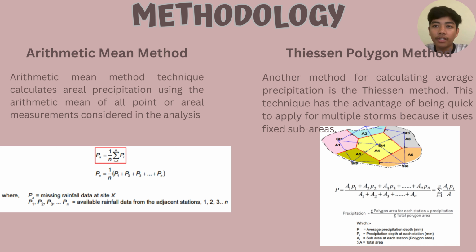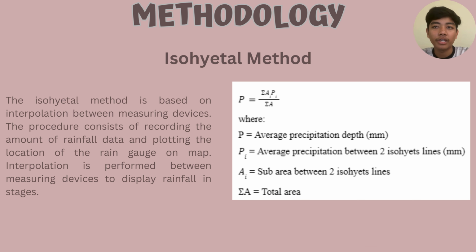Another method for calculating average precipitation is the Thiessen method. This technique has the advantage of being quick to apply for multiple storms because it uses fixed sub-areas. And the last method that we use is the isohyetal method. This method is based on interpolation between measuring devices.